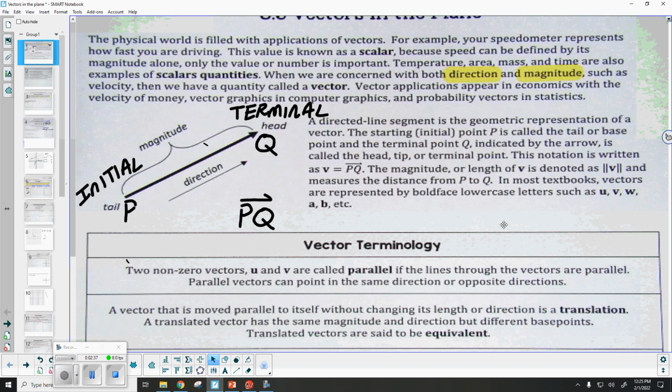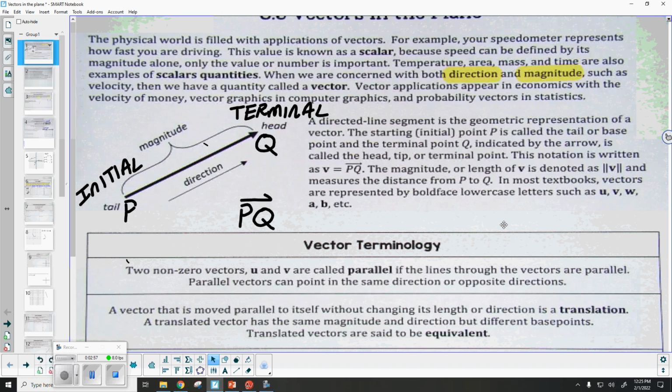Because I can say, I'm traveling at 25 miles per hour, but that doesn't mean anything unless you're given a direction. Okay, that's what constitutes a vector. All right. Now, vector applications appear in economics with the velocity of money, vector graphics and computer graphics, and probability vectors in statistics. Okay, so let's take a look at one.